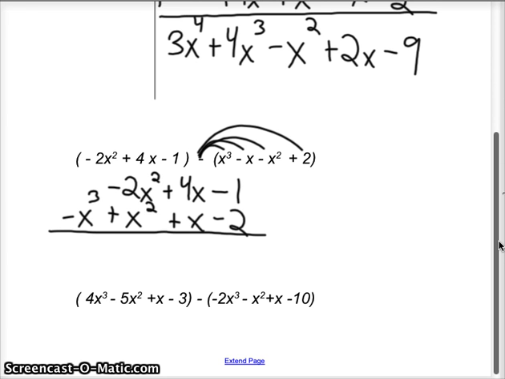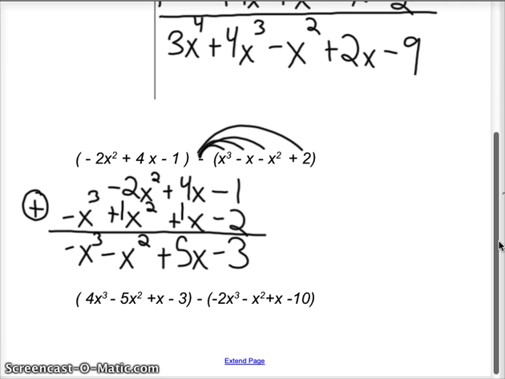So again, important thing to remember, rewrite the entire problem and make sure you're lining up all of those like terms. So I'm going to have a negative x cubed. Now, negative 2x squared plus 1x squared. Negative 2 plus 1 is a minus 1, so we'll have a negative x squared. 4x plus 1x is 5x. Negative 1 minus 2 more is a minus 3. And again, just to help you remember, after we distribute that negative, that's why we can add everything. Distributing the negative changes it to an addition problem.